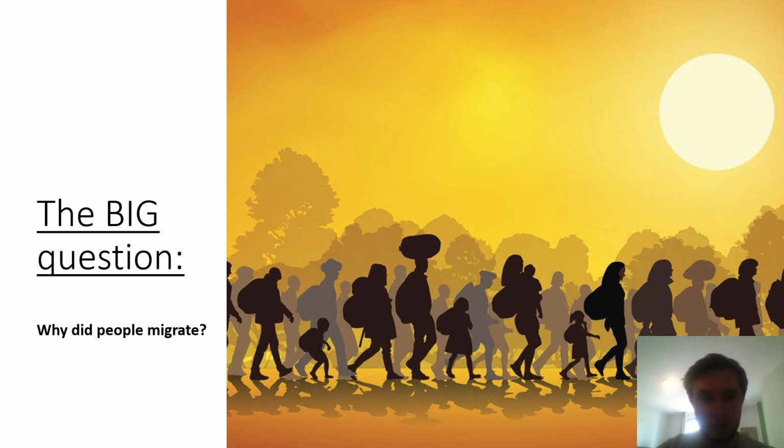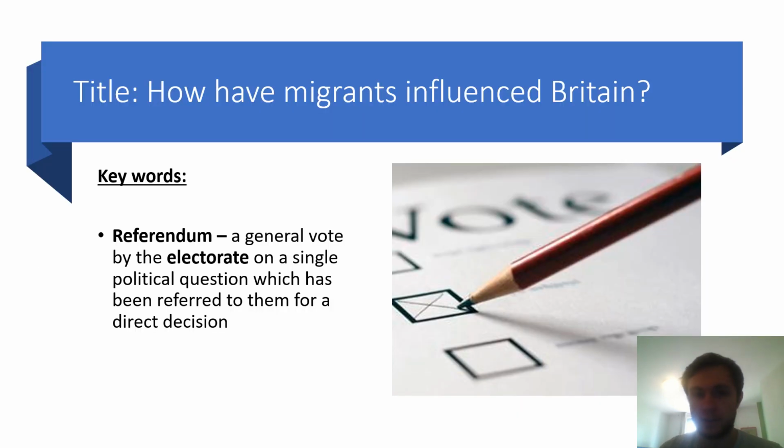Welcome to our penultimate lesson on migration for this topic. Today's title is How Have Migrants Influenced Britain? So write that down please, and also today's keyword is referendum. So write down the keyword and its definition please. So pause the video and complete those tasks.